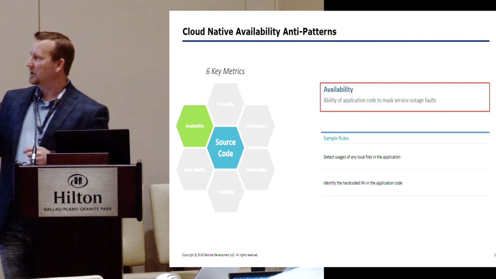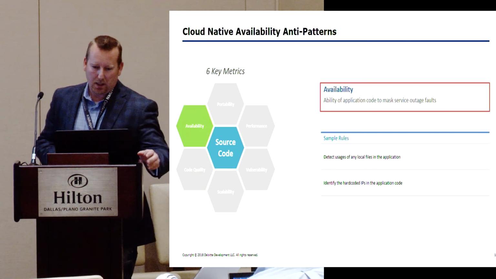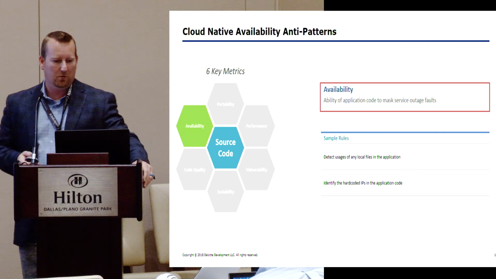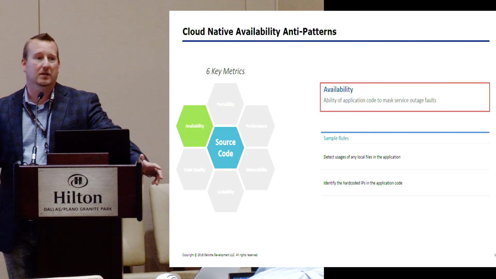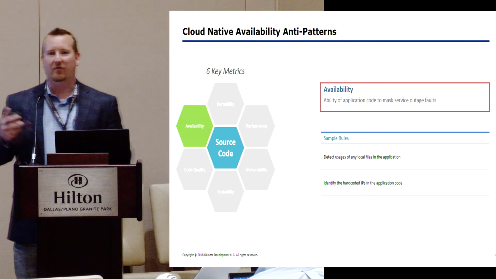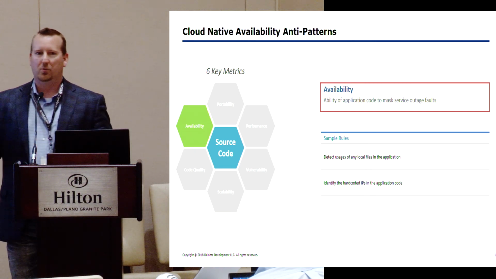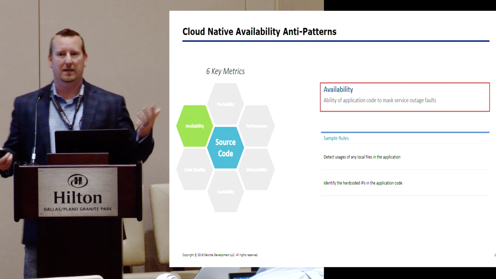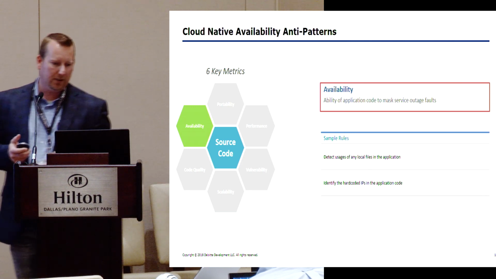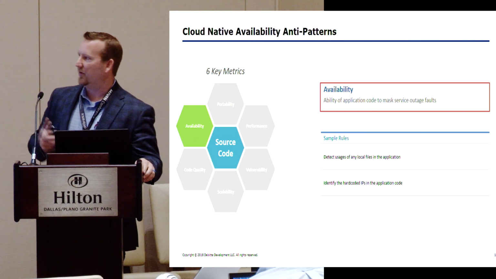So availability, which is the last one we're going to talk about here, is the ability for an application to code to mask service outage faults. So basically self-healing, right? Whether I have a fault and I need to circuit break it, or I have a service that just crashes and I need to spin another one up, the idea is that I can spin these things up quickly. There are some things that can prevent that, right?